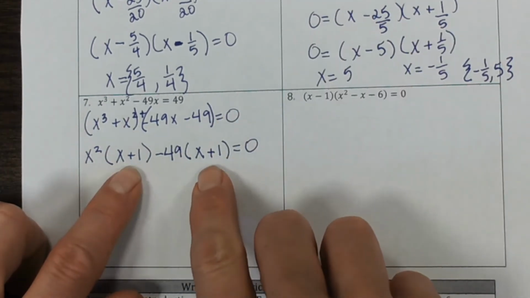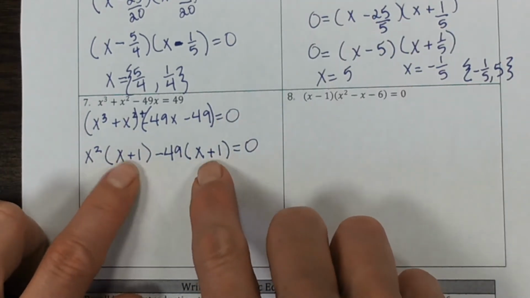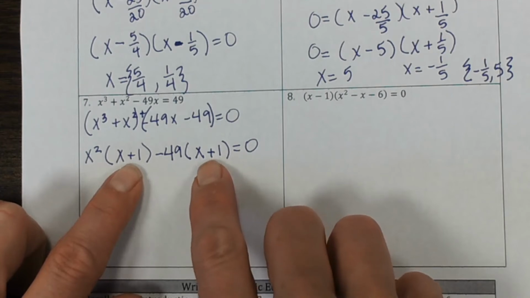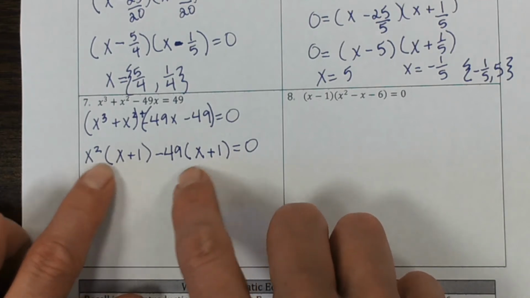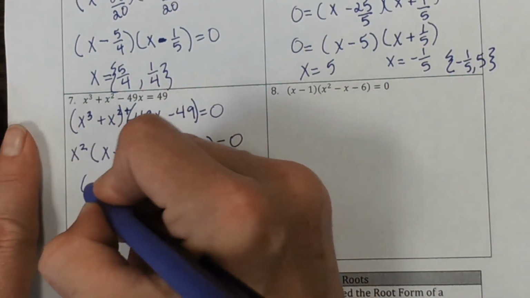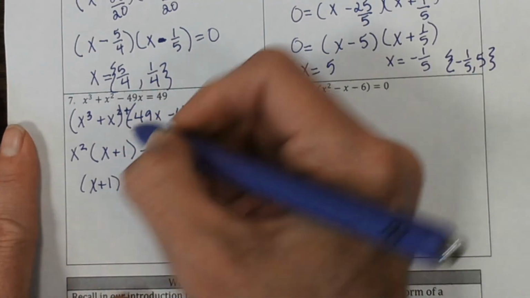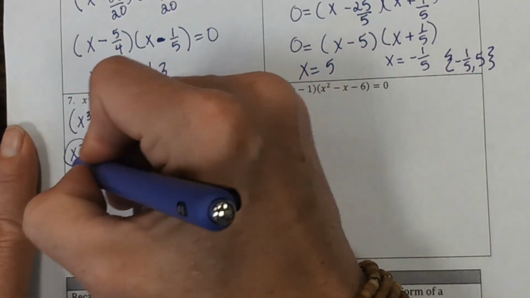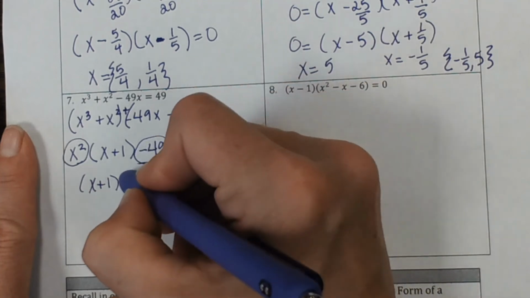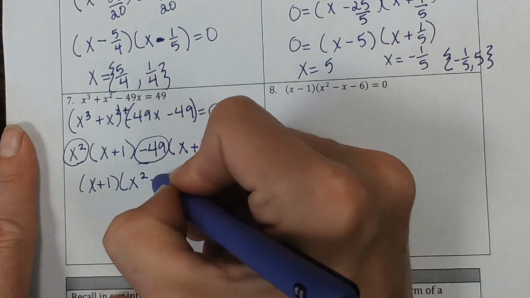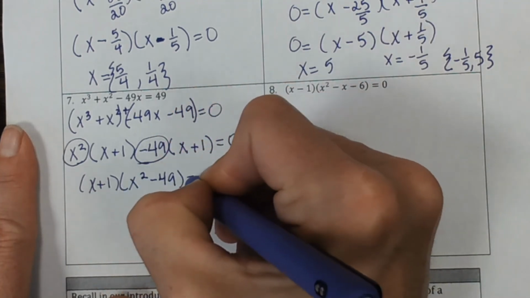Now, guys, remember, with grouping, this is our goal. We want this to be the same, and then it becomes a GCF and just factors out to the front, x plus 1. And then what do we have left over? We have x squared minus 49. And those go together in their own parenthesis.